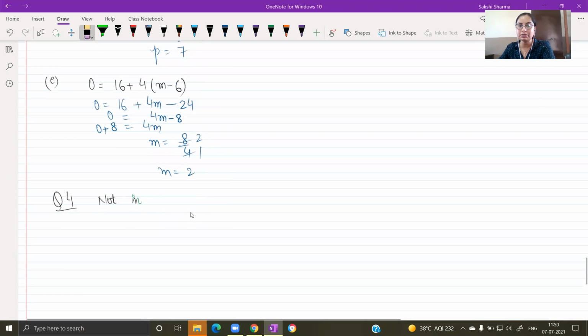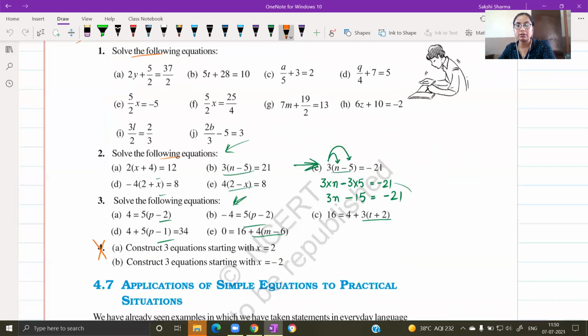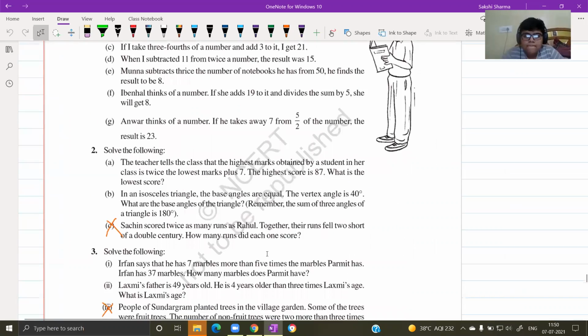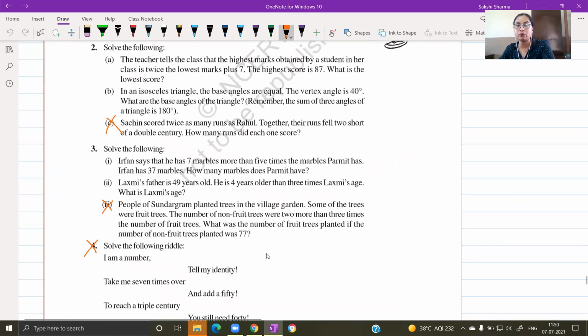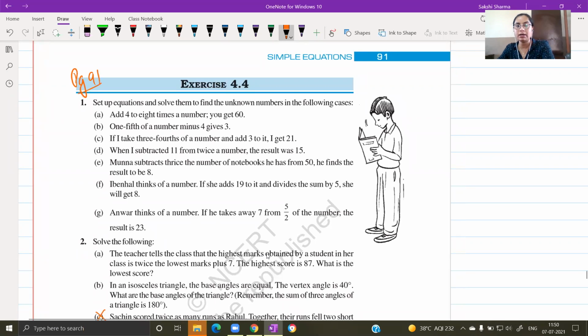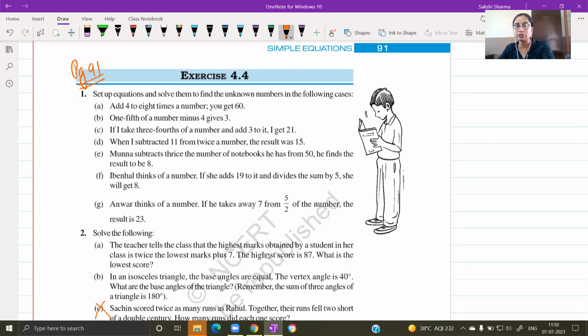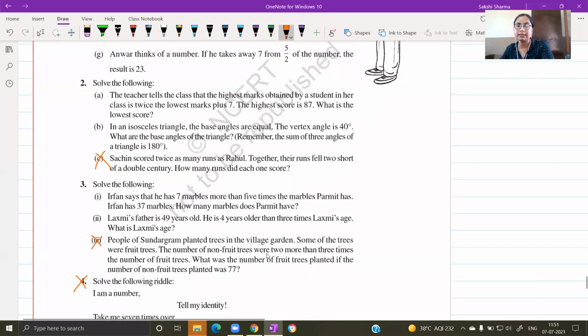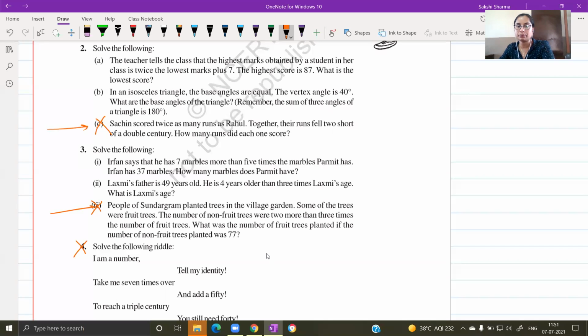The last question is not in your syllabus. Kindly note down that the last question is not in your syllabus. After this, we will start with exercise 4.4. I want you to mark the questions which are deleted. From exercise 4.4, page number 91: the first question, complete, full question. Question number 2, last part is to be deleted. Third question, last part to be deleted. And then the 4th question to be deleted. You have to delete these 3 questions.